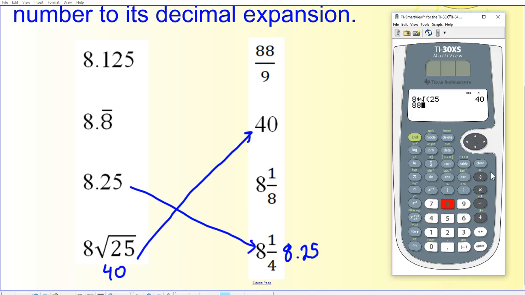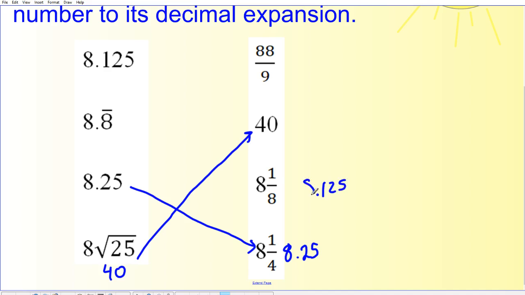I'm going to do the top. 88 divided by 9 is 9.7777. I think there's a typo in there. Well, how about this? Let's do 1/8. Let's try this one, 8 and 1/8. That's 0.125. So 8.125. So this guy matches up here.